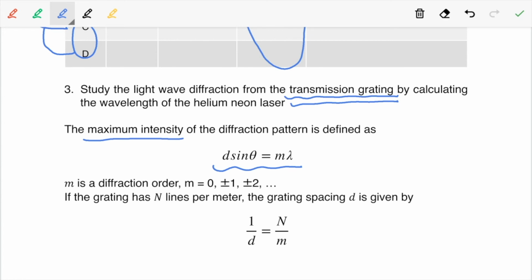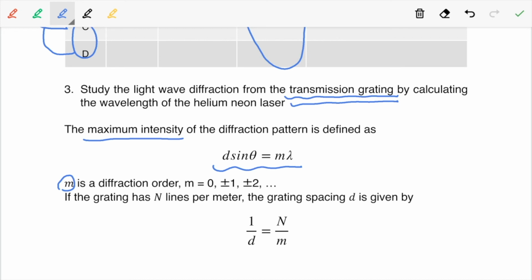The second one is the order. M is the diffraction order, but here it means the order of the bright spot. It is not like single slit and double slit, where it is the dark spot, the dark fringe, which is placed at the M order. But here it is the bright spot.